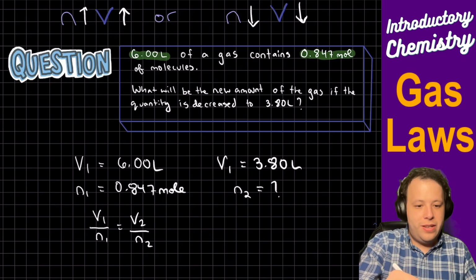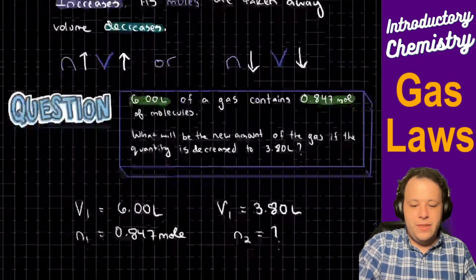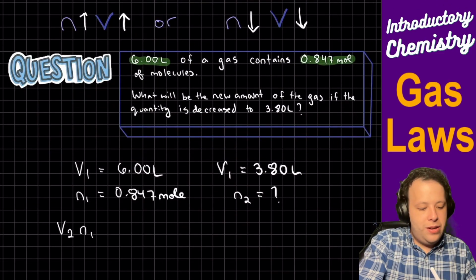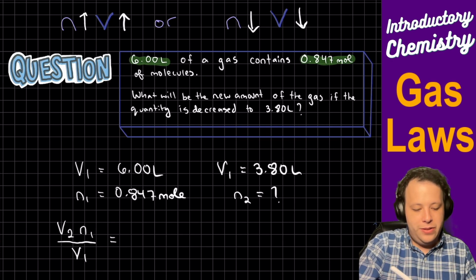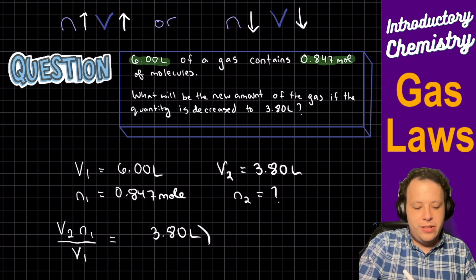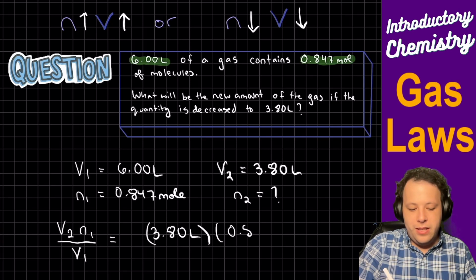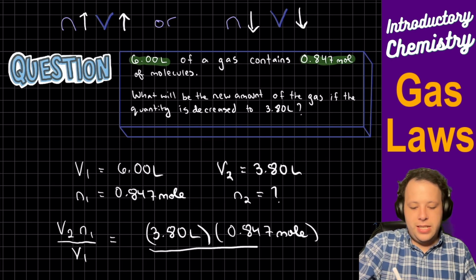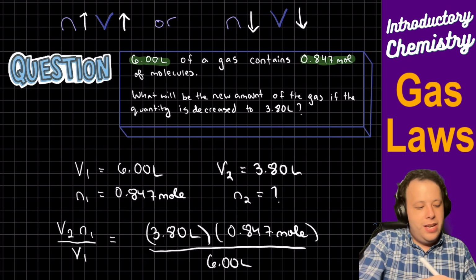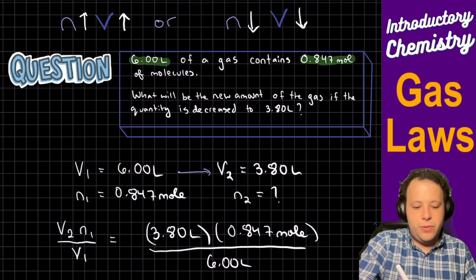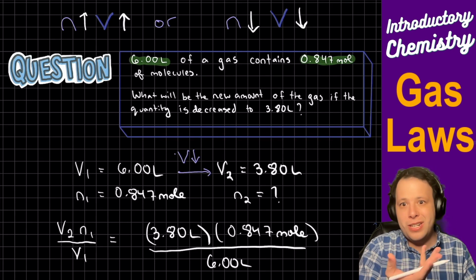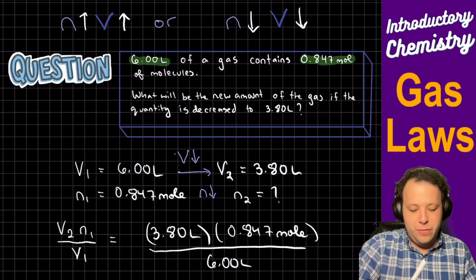So that's going to look like V2N1 divided by V1. If we plug in our values, we have 3.80 liters multiplied by moles, which is 0.847 moles, and that's going to be divided by 6 liters. And this is something that's predictable, right? As we look across, we can see volume is decreasing. So what should happen to the number of moles? They should also be decreasing.